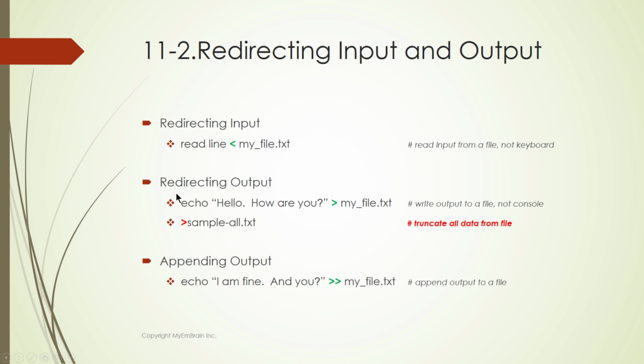Here we redirect the output. When we echo before, we display the message on the console, but now we don't want to display the message on the console. We would like to write this message, hello, how are you? And we write it to the file called myfile.txt, and here is how we redirect the output from the console to myfile.txt.